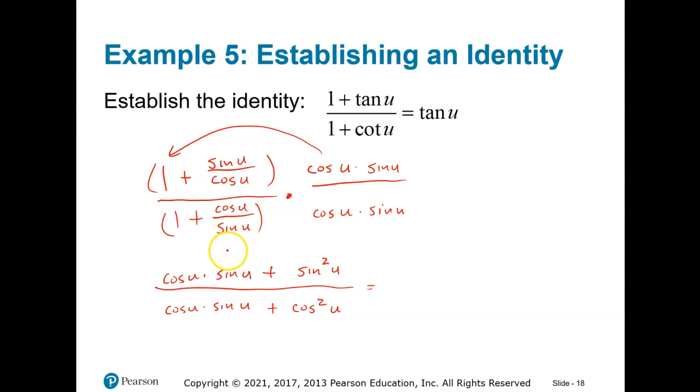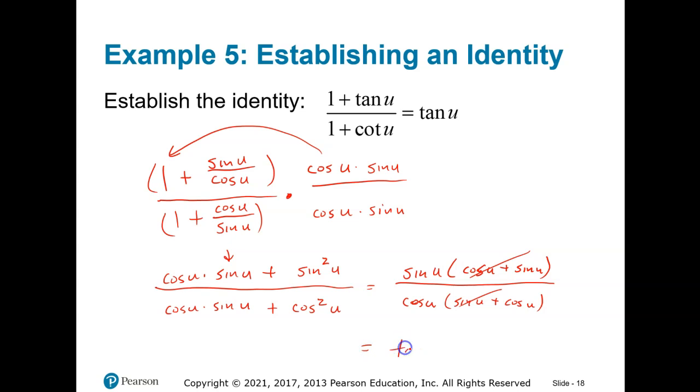Up top, we got a common sine that we can factor out. So a sine u comes out, and I'm left with cosine u plus sine u. On the bottom, cosine factors out, and I'm left with sine plus cosine. But because they're adding, they're the same, so I can cancel them out. I'm left with sine over cosine, and sine over cosine is tangent. So again, there's not one way to do these problems. There is probably a most efficient way, but that doesn't matter. As long as you establish the identity, as long as you start with the left and make your way to the right, then you've done it.